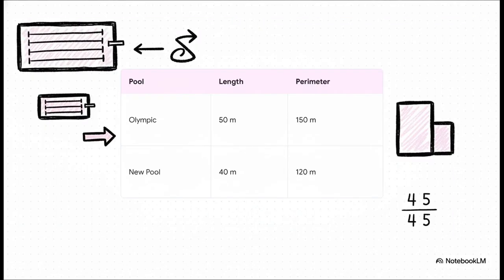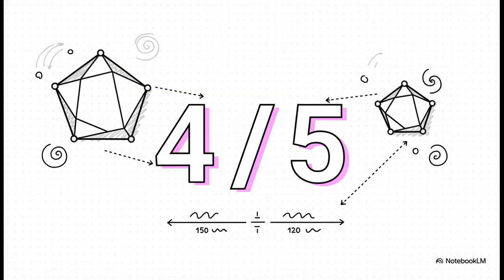Okay, let's make this real. Imagine a town is building a new pool, and they want it to be similar to an Olympic one. So the Olympic pool is 50 meters long. The new one, 40 meters. So what's our scale factor? It's 40 over 50, which simplifies down to 4 over 5. And check this out. The perimeter ratio is 120 over 150, which also simplifies to 4/5. It matches, just like the theorem predicted.